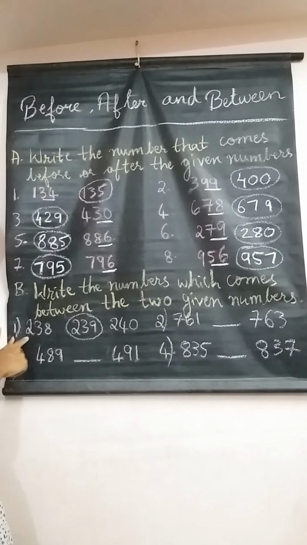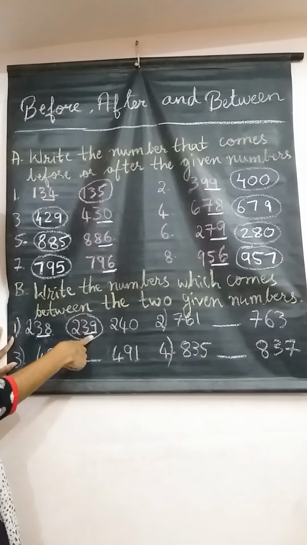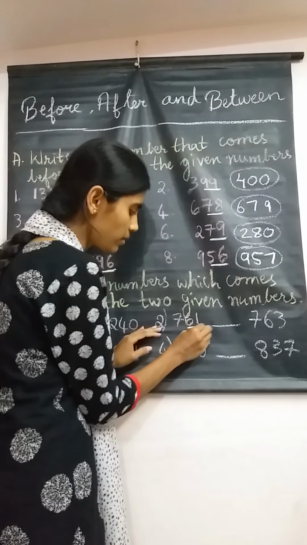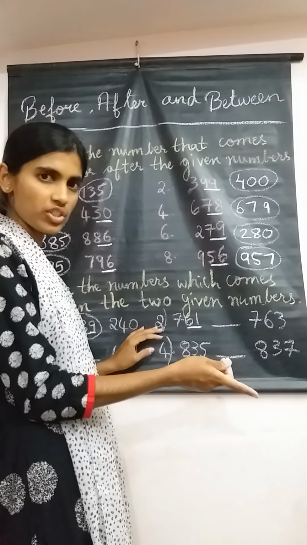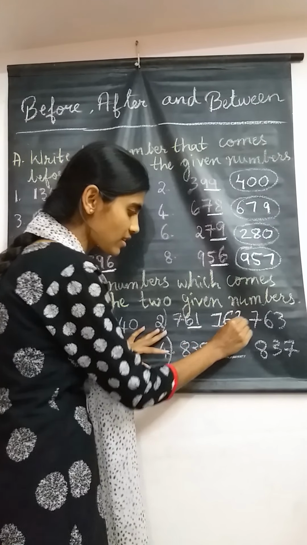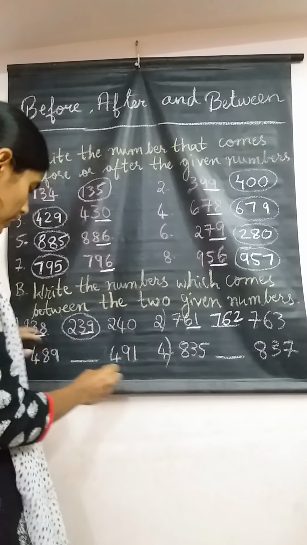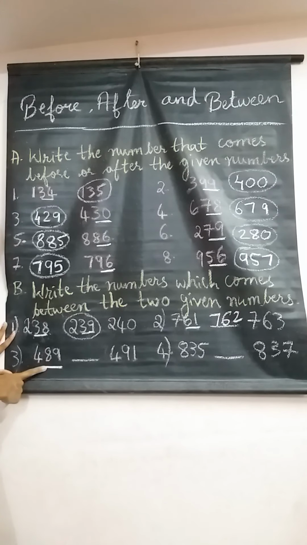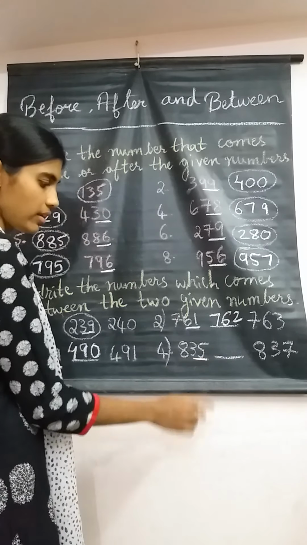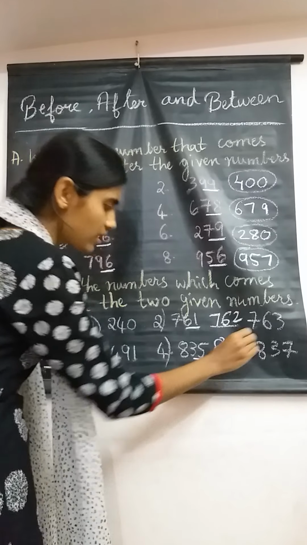Number 1 is given, 238. See, 38 afterwards 39 they have written. So 238, 239, 240. Let's move here. It is 61. 61 next, children, 62. That is, after 61 is 62. So write here 762. So 761, 762, 763. Followed. Come here, children, for the third one, 89. 89 after number is 90. So write, children, 490. Understood? Here 35. 35 after number is what? 36. So our answer should be 836.